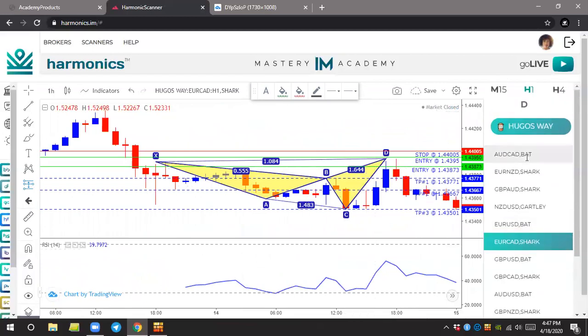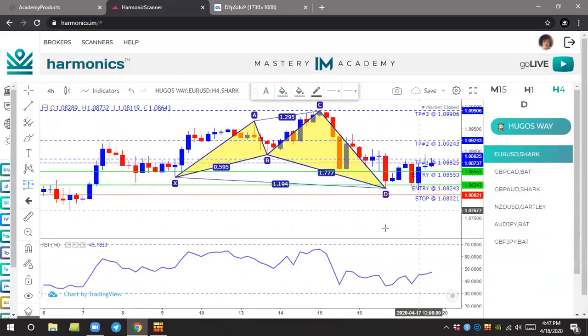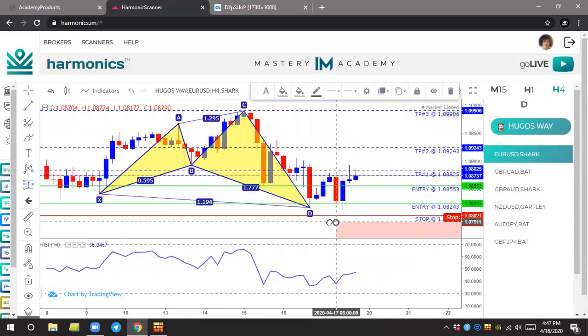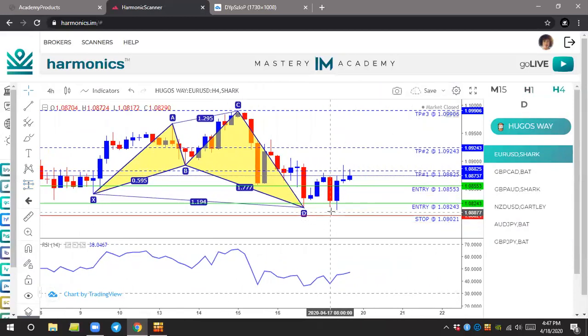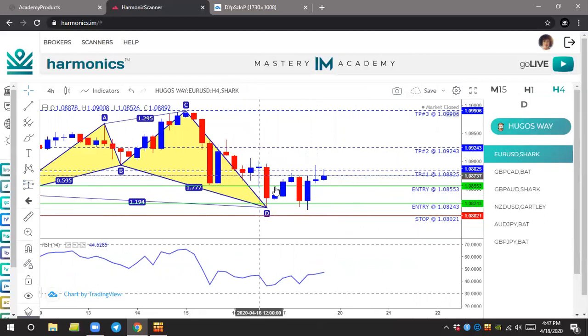Now, another thing to let you guys know is that the first 3 ones that pop up on your harmonic scanner are normally your most recent ones. So we can go to the H4 and we can see a recent Euro USD trade that was called out based off of the 4 hour. And we can see right here that we came into our second entry.